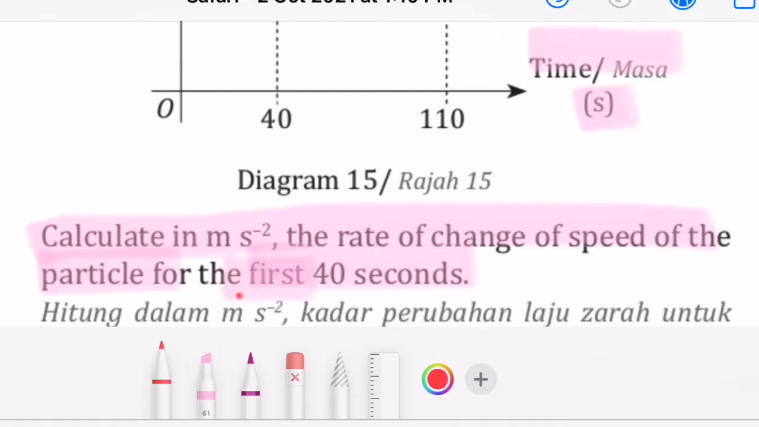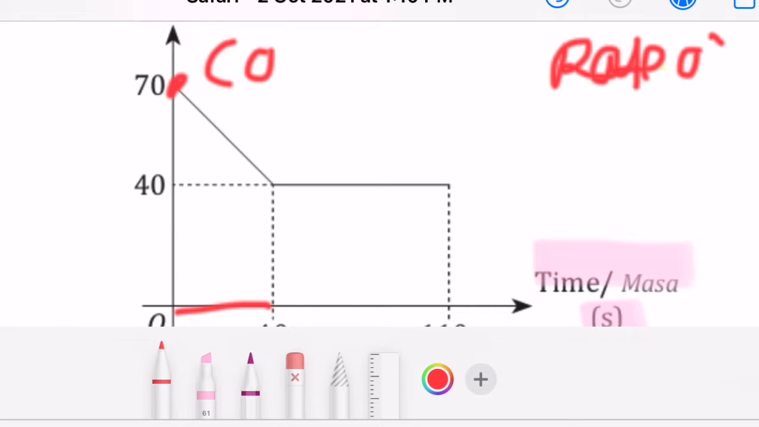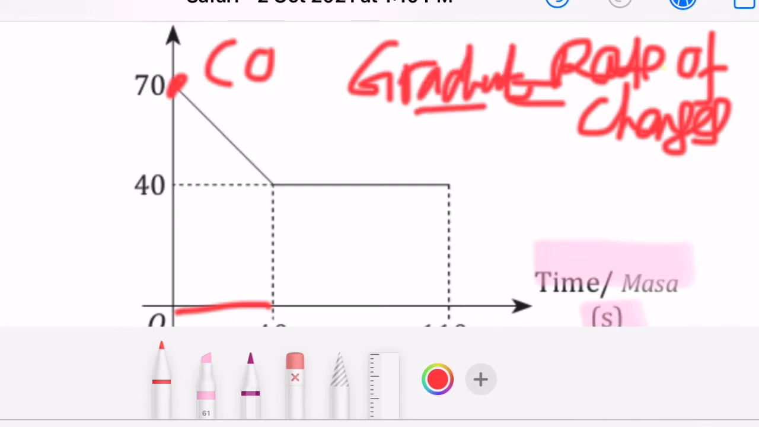Rate of change of speed means the gradient of the particle for the first 40 seconds. Alright, the first 40 seconds is here, right? So we need to calculate the gradient. Now I'll teach you how to find the gradient. Find rate of change. Rate of change is the same, it sounds like gradient. Remember that? When you see rate of change, you find gradient.